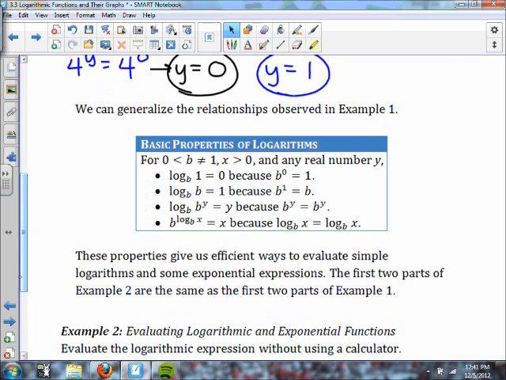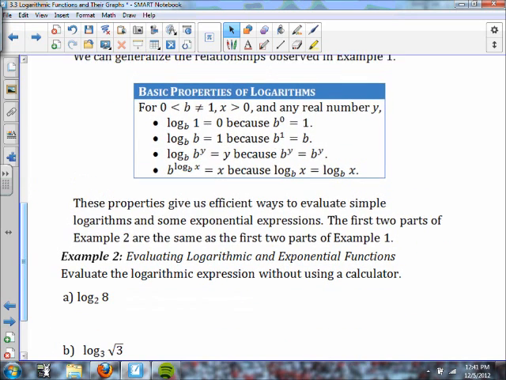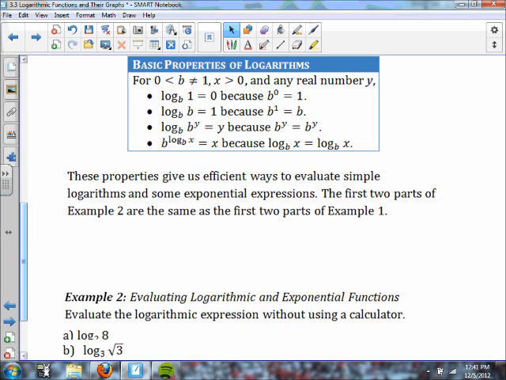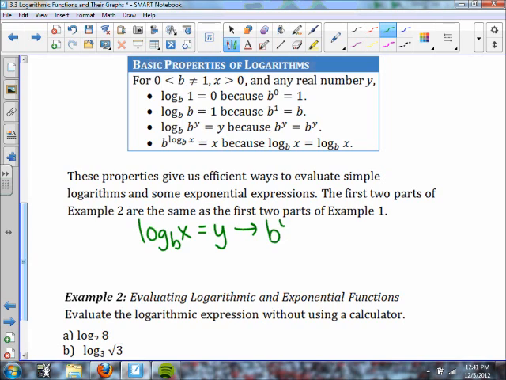And then the last one here, b to the power of log of x to the base b is equal to x, because it ends up being log of x to the base b is equal to log of x to the base b. Now let's talk about that last one there because that is kind of different. Let me move these a little bit. What we're given, we know log of x to the base b is equal to y, which means b to the y is equal to x, right? That's what we know so far.